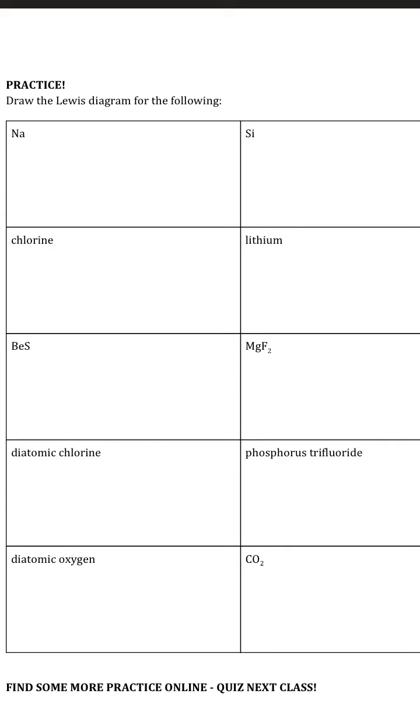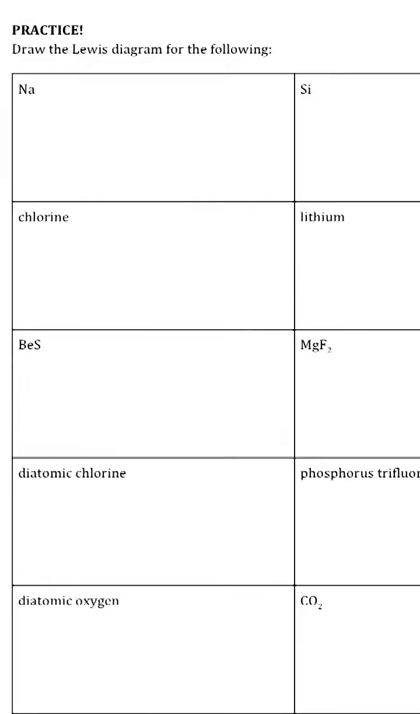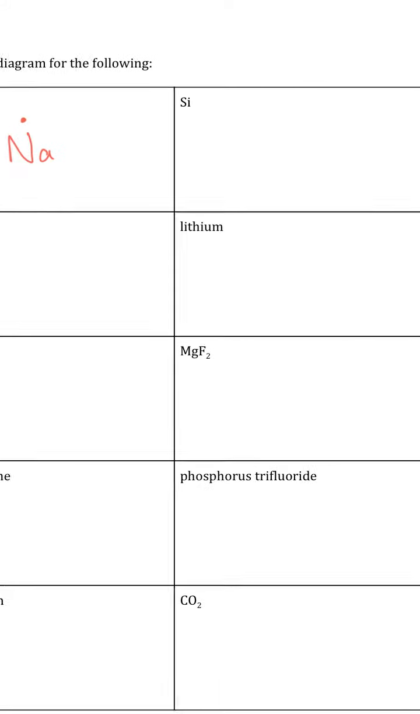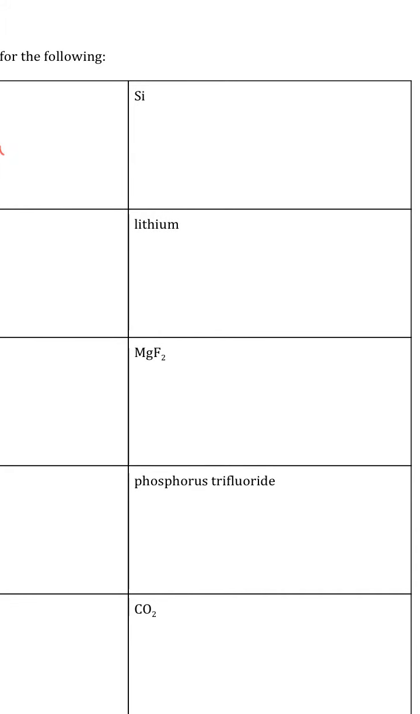Here we go. So sodium. If you look at your periodic table, sodium is in the first family, which means it has a valence electron of 1. So all I'm going to do is draw the symbol Na, and I'm going to draw a dot. It doesn't really matter which side you put the dot on, as long as there's one dot on one of the sides, because there's only one valence electron. So that was pretty easy. Let's go on to silicon.